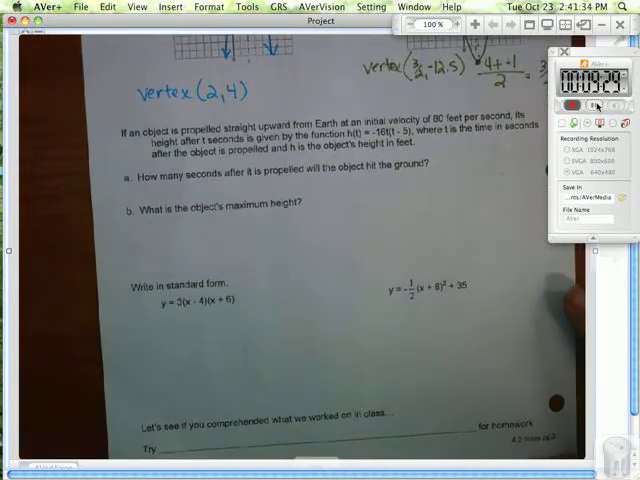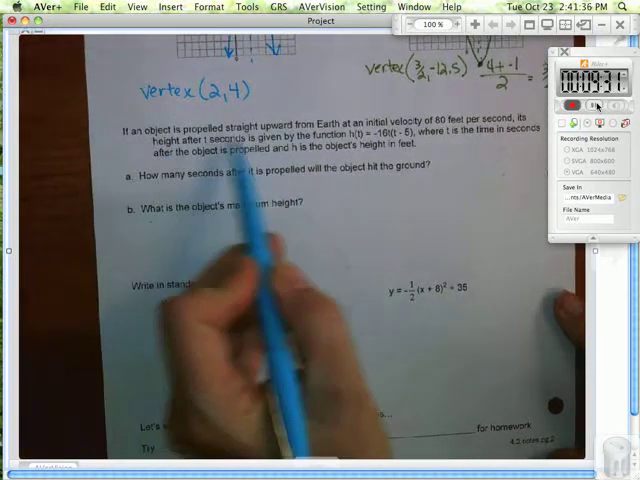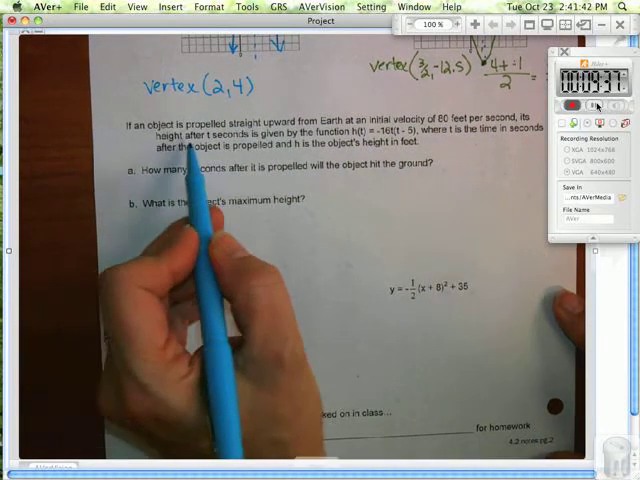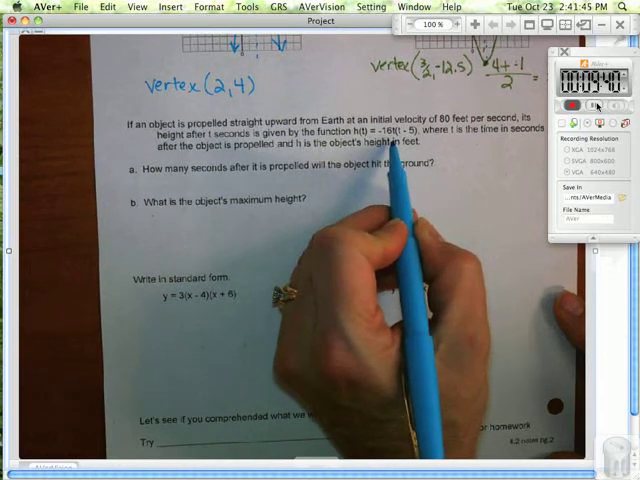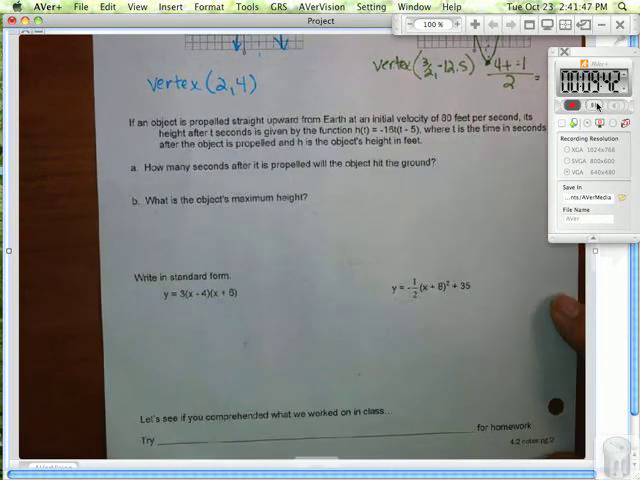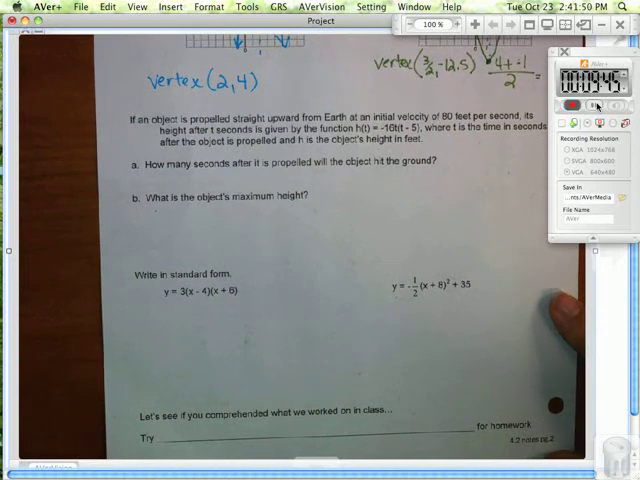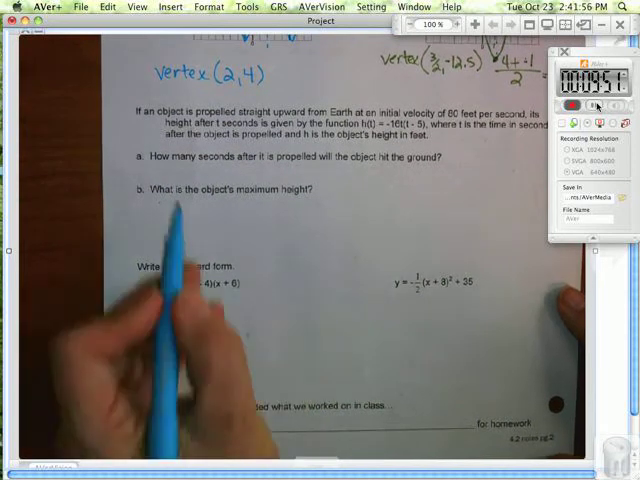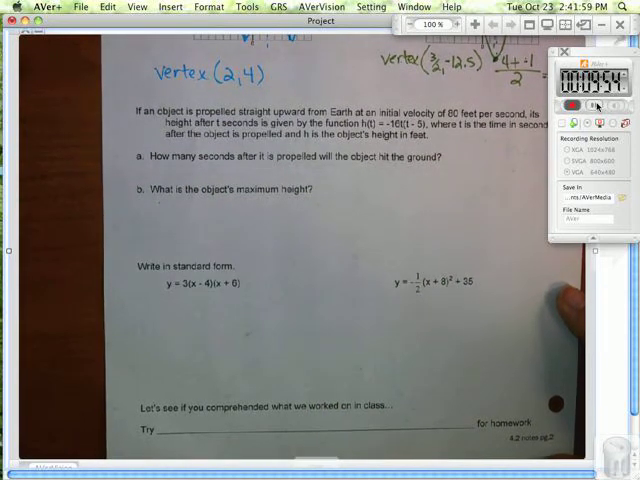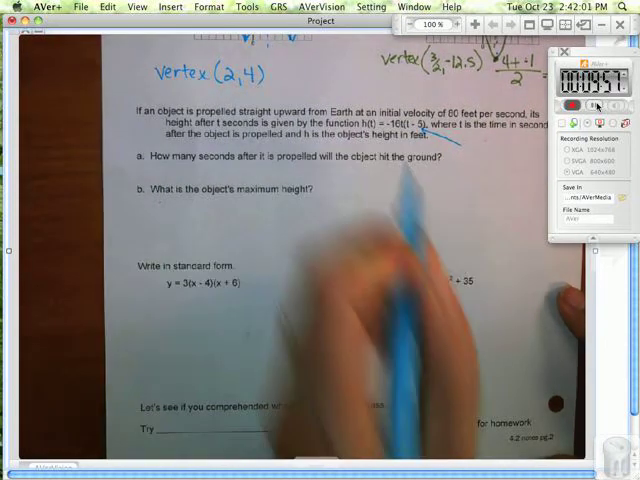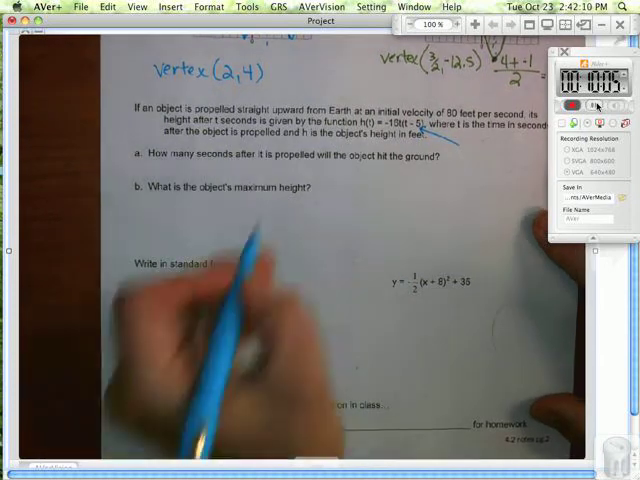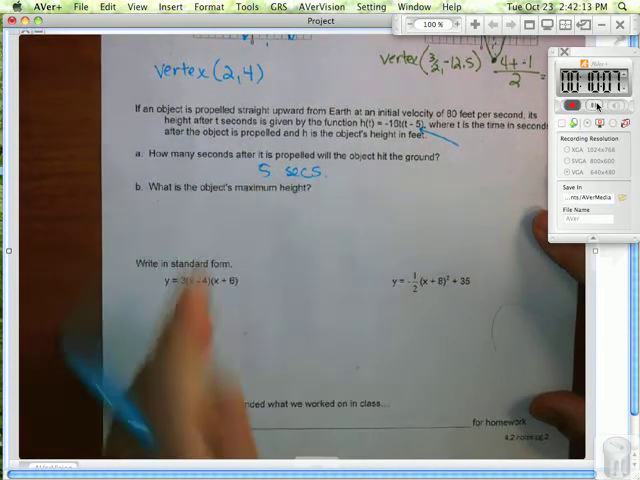All right. If an object is propelled straight upward from Earth at an initial vertical velocity of 80 feet per second, its height after t seconds is given by this function. Where t is the time in seconds after the object is propelled, and h is the object's height. So, how many seconds after it's propelled will the object hit the ground? They're telling us right here, t minus 5. Okay, 5 seconds after it starts. It's where it hits the x-axis.